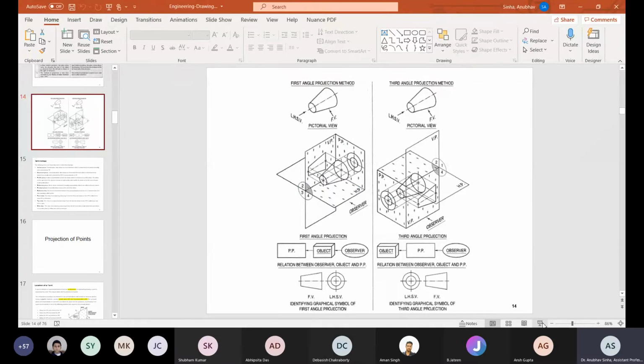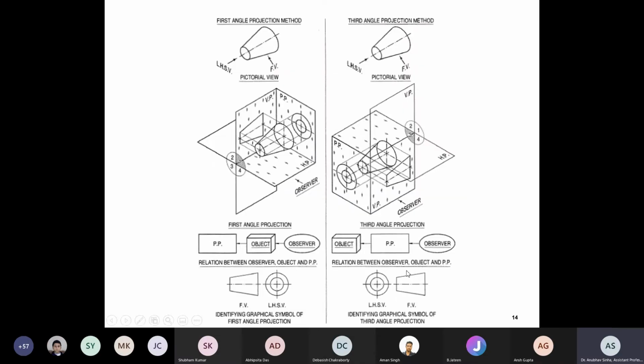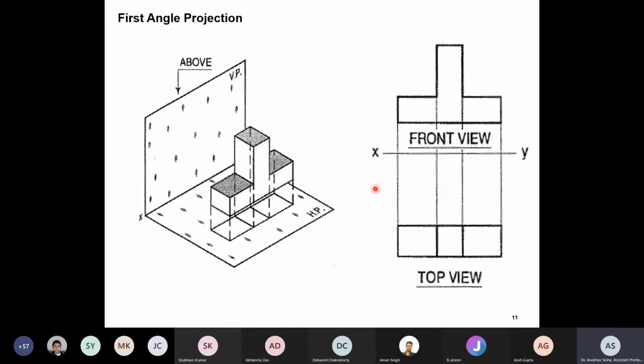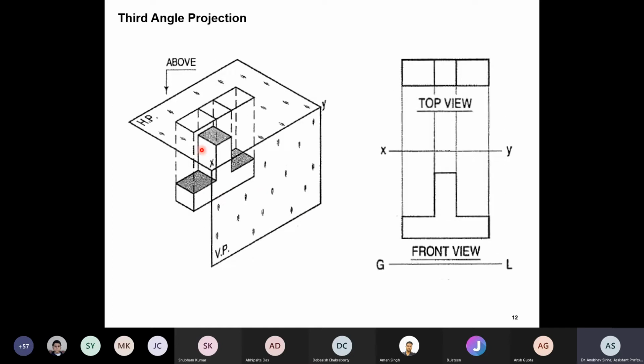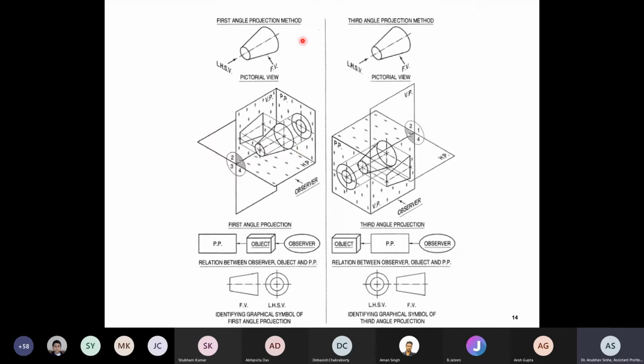Are you able to see the slide for this first angle and third angle? Yes, sir. Okay, this is something important, that's why I have opened it again. So this was first angle projection. We are looking at the top, but we are drawing in the bottom. We are looking at the front, but we are drawing behind it. For third angle, if we are looking at the top, we are drawing on the top. Understood? That is why we have these symbols.